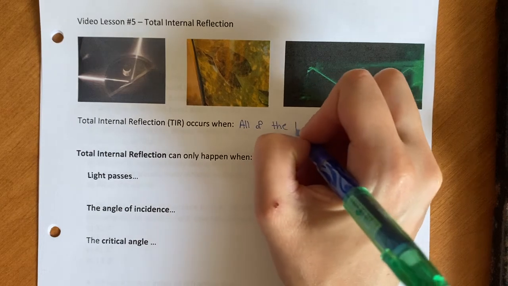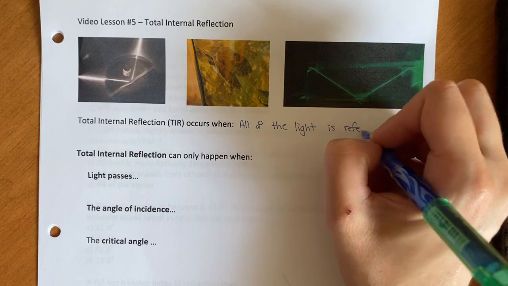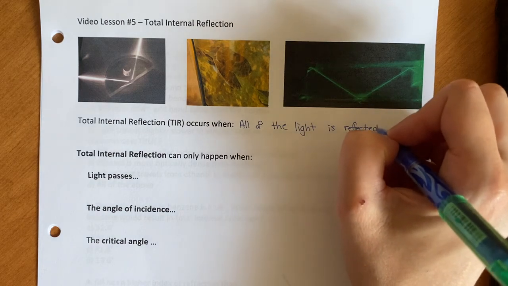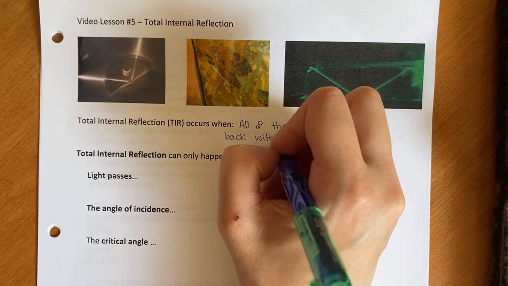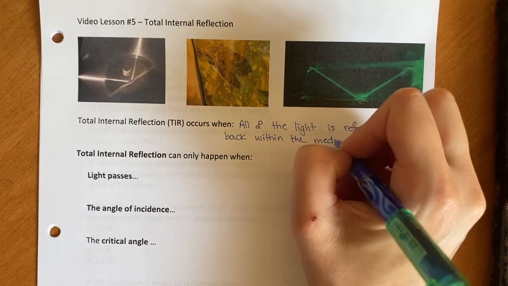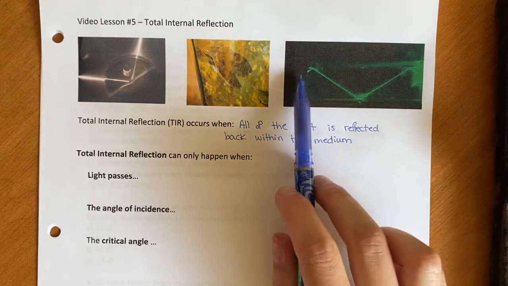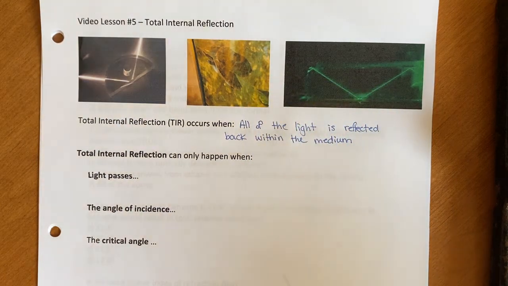of the light is reflected back within the medium. So this is how light works in fiber optic cables. The light shines through and is able to pass because it's just reflected back within the medium. It doesn't escape into the air or out of the particular glass or plastic.